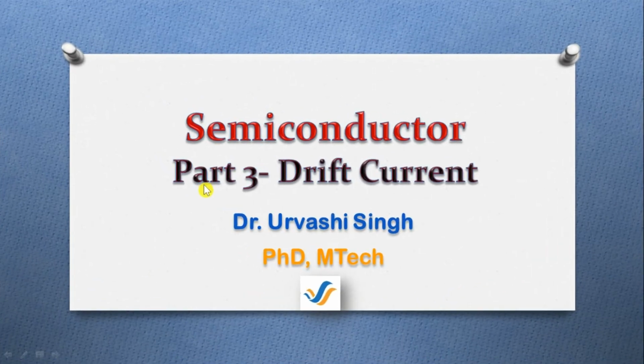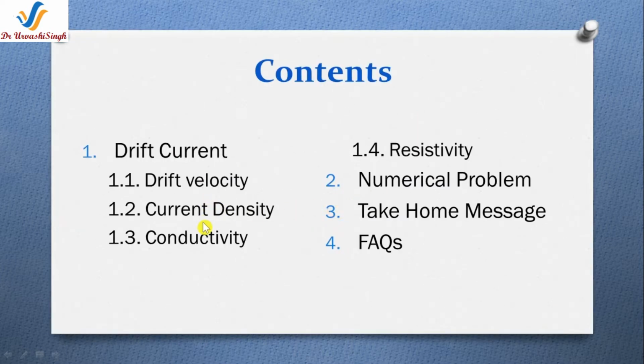Welcome students. After studying the intrinsic and extrinsic semiconductor, it is important to understand the conduction of the current in the material. And there are two distinctly different mechanisms for the movement of charge carriers in the semiconductors, and these are drift and diffusion. In this video, you will study about the drift current along with the drift velocity, current density, conductivity and resistivity of the semiconductor.